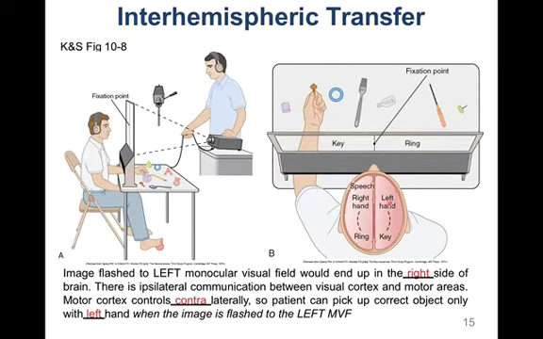So this patient will be able to pick up the correct object only with the left hand when the image is flashed to the left monocular field of view. Okay? Because in the monocular field of view, it'll end up in the right hemisphere. And from the right hemisphere, we would have communication to the right motor cortex, which would be required to operate the left hand when it is looking for and identifying the object. Okay, hopefully that makes sense.